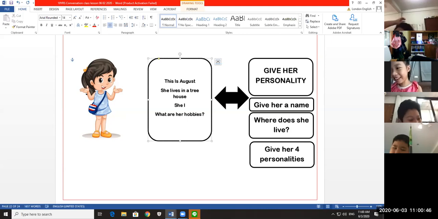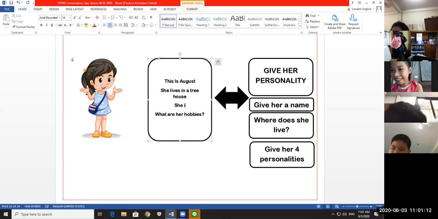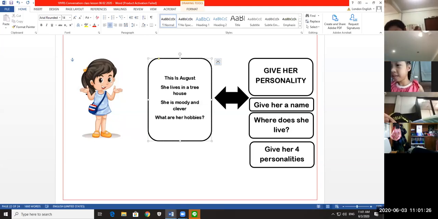Okay, we'll do personality, okay? Let's do personalities instead. So, let's think of August's personalities. Is she funny, clever, friendly, kind? Moody. So she is moody? She is moody and? And clever. Oh, okay. Good stuff. So we got two personalities.